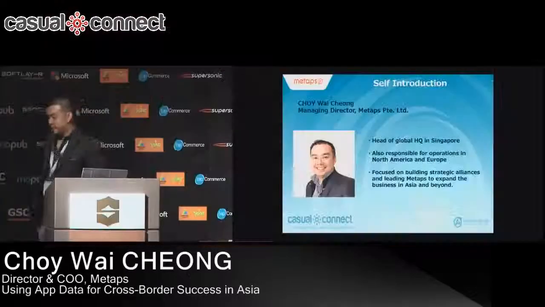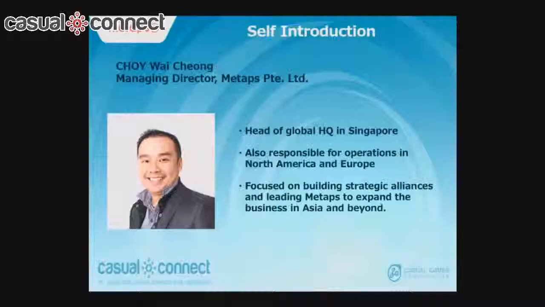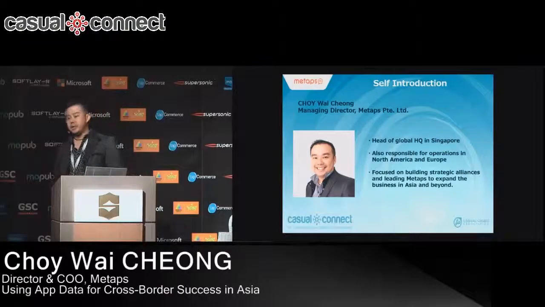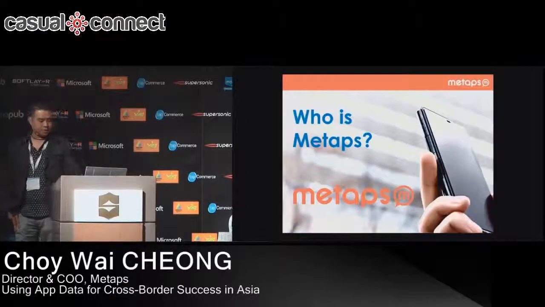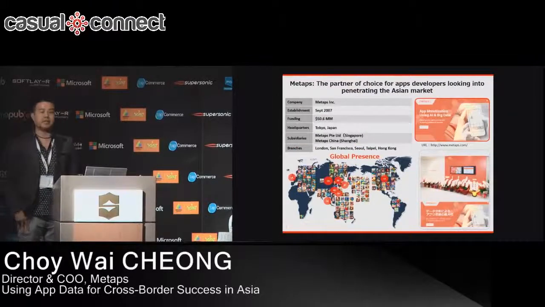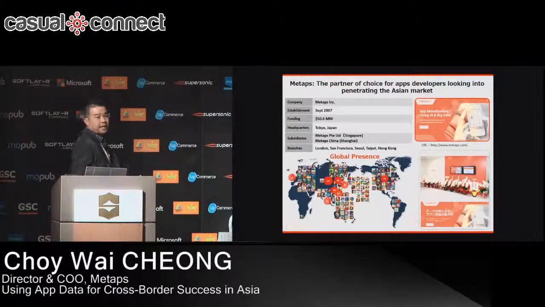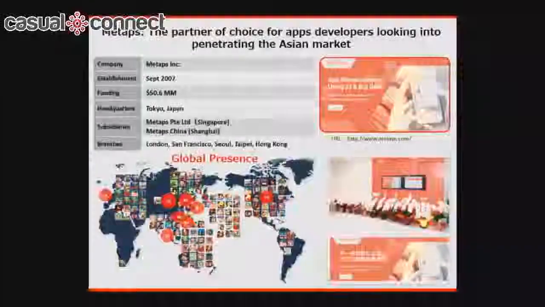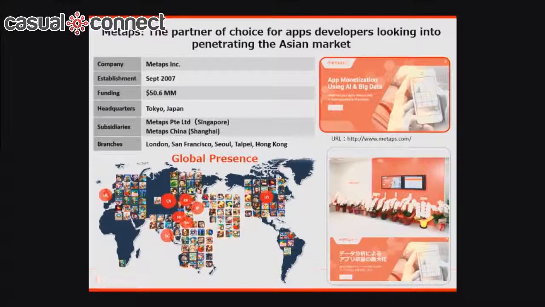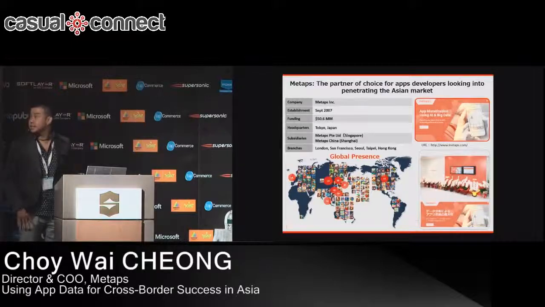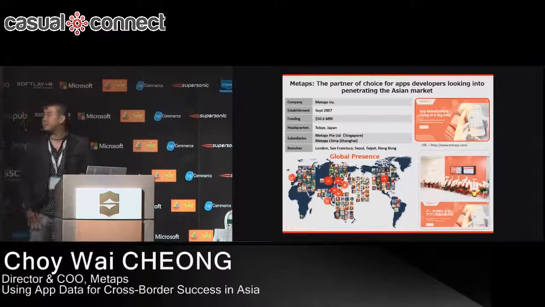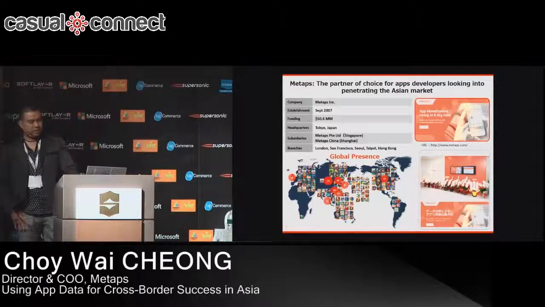A little bit about myself. I was living in Japan for 15 years, and then moved to Singapore to start up Metaps 3.5 years ago. Now we are a global company with 8 offices. The headquarters is based in Japan, and we're now in 8 different countries: Singapore, Korea, Taiwan, Hong Kong, US, and UK. We just recently finished our Series C funding, which is $36 million, and now we are at over $50 million in terms of funding.